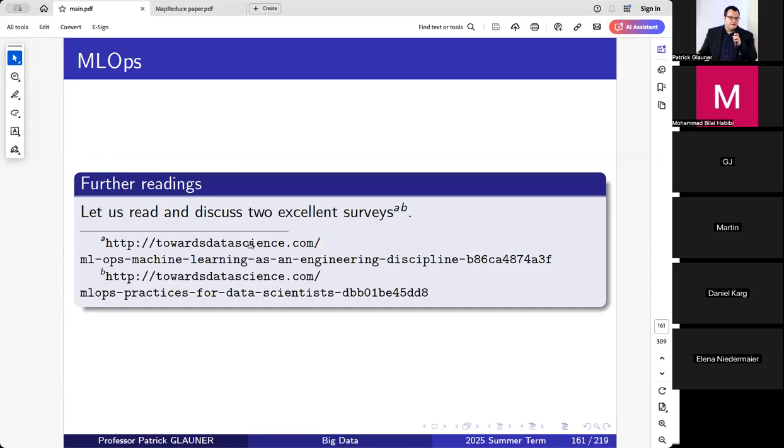The problem is the first one I noticed in the morning has disappeared from Towards Data Science. But you have the URL, so you know the tools to find, like the Internet Archive, where to find this stuff, or you just read the second one. This will give you a little bit of hints about the key issues of MLOps.